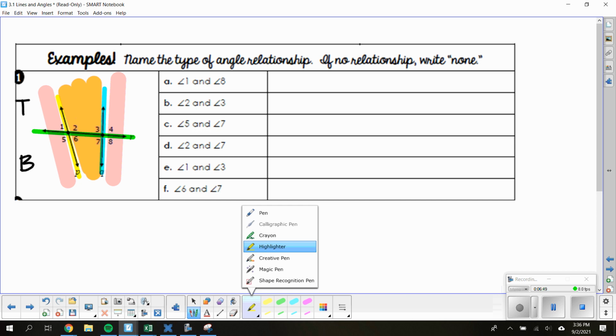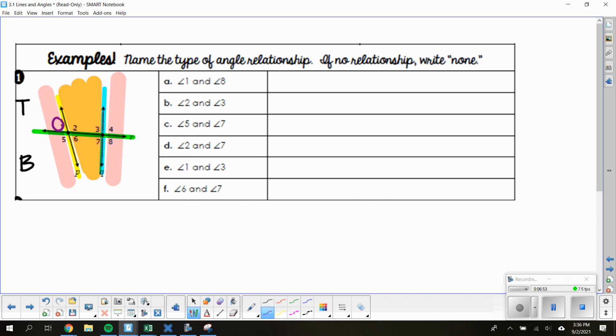Alright, so our first one are angles 1 and 8. They are on the outside. The only one that says outside is alternate exterior, so check and see if they're on opposite sides of the transversal. One is on top, one is on bottom. So they are. So these would be considered alternate exterior.